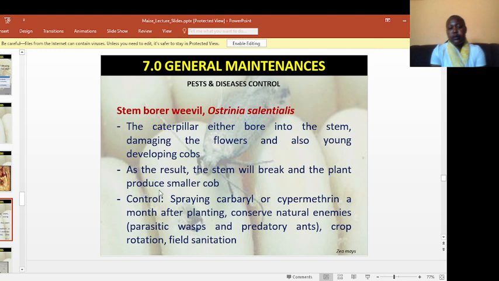Control of this: it can be controlled by spraying carbaryl or cypermethrin a month after planting. Conserve natural enemies, that is parasitic wasps and predatory ants, crop rotation and field sanitation.